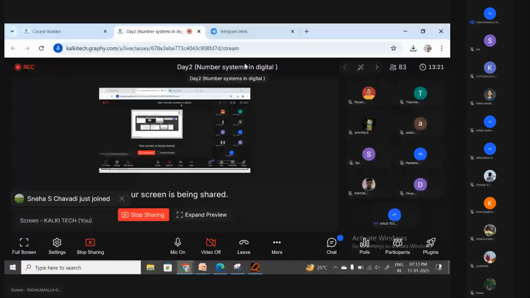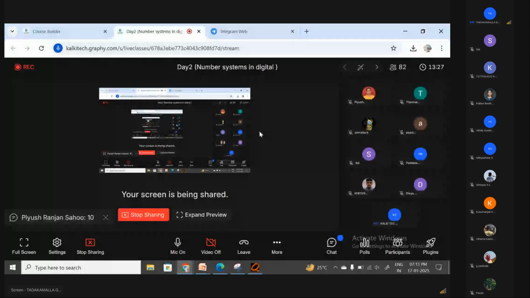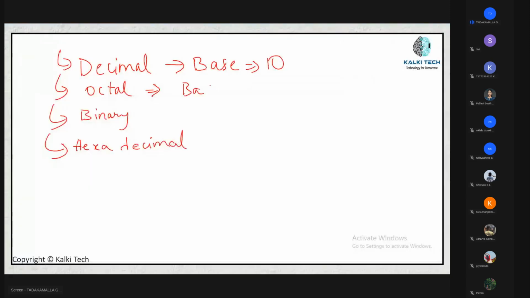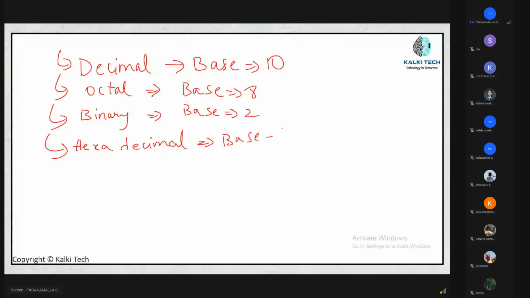Yes, the base of the decimal number system is 10, and octal is 8, binary is 2, and hexadecimal is 16. So decimal number system base is 10, octal number system base is 8, binary number system base is 2, and hexadecimal number system base is 16. These are the number systems with their bases.